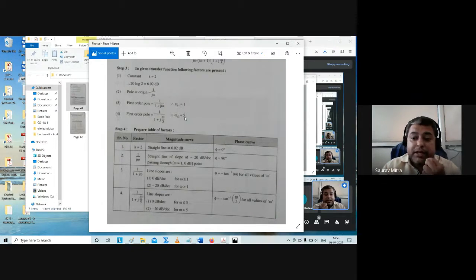What is the next point? Minus 20 dB per decade. So 5 becomes 50 and 0 will become minus 20. So 1 by 1 plus S by 5, this Bode plot will start at 5 comma 0 and go up to 50 comma minus 20. So the same numerical we are drawing. So first, second, third, fourth, these 4 Bode plots you have to draw.